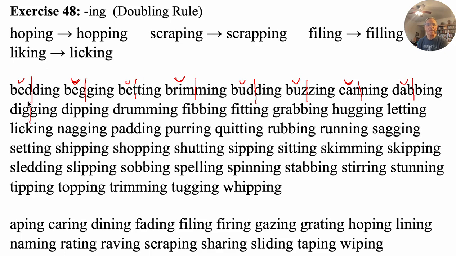Next we have digging. My dog, her name is Leah, the literacy dog. She's always digging holes in my yard. Next we have dipping. They were dipping in the dip with their potato chips. Dipping. Drumming. In the band, they were drumming as they marched. Fibbing. Little Johnny was fibbing to his teacher. He did not tell her the truth. Fitting.